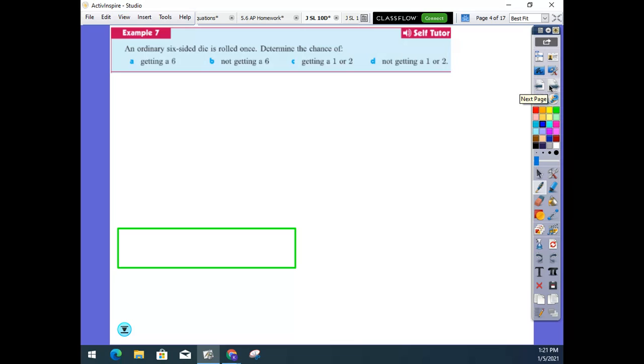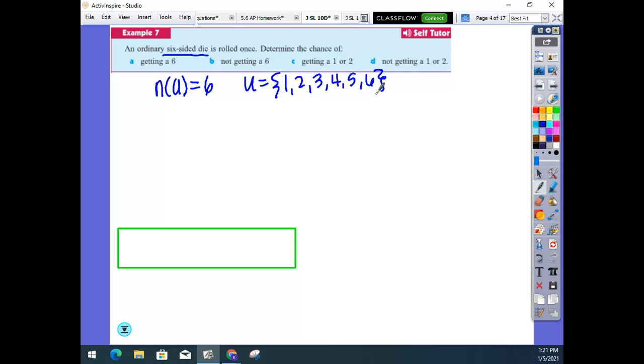Okay, so an ordinary 6-sided die is rolled once. That means the number in the universe is 6 because there are 6 sides. I don't know if it would help, but you can list the universe, because then we're just choosing out of the universe. So the probability of a 6, we have 1 out of 6.